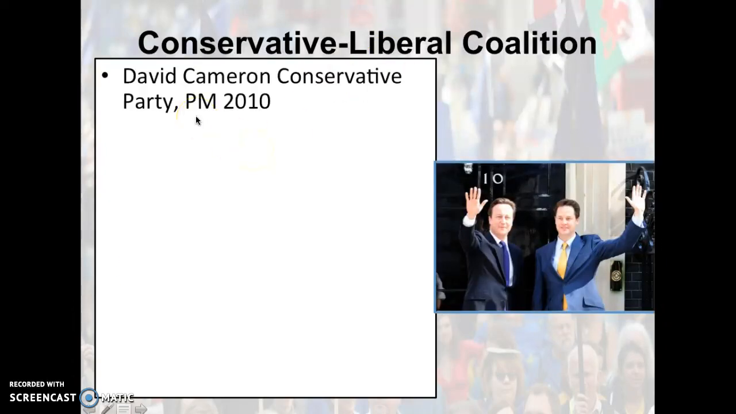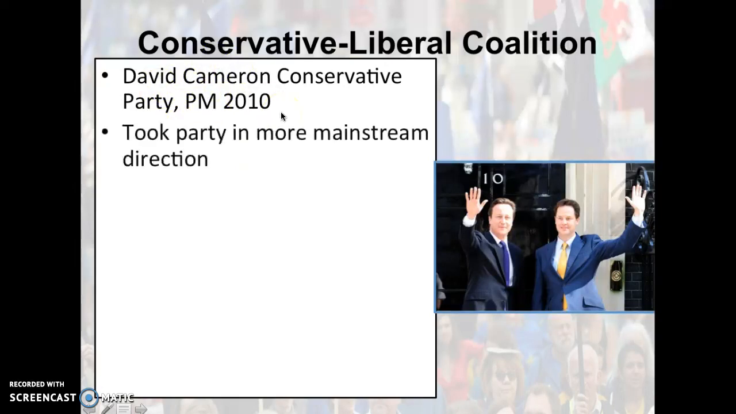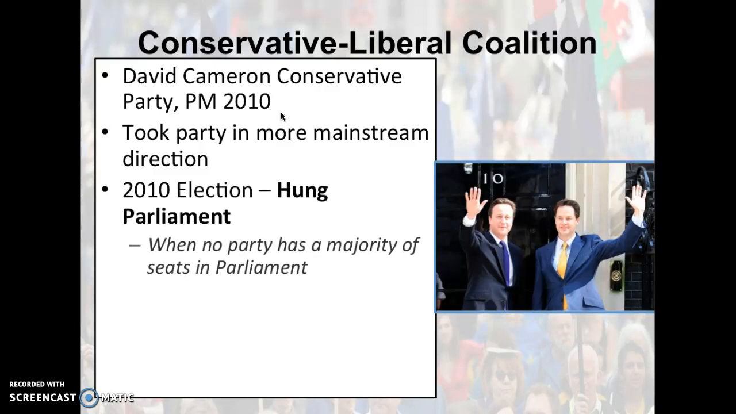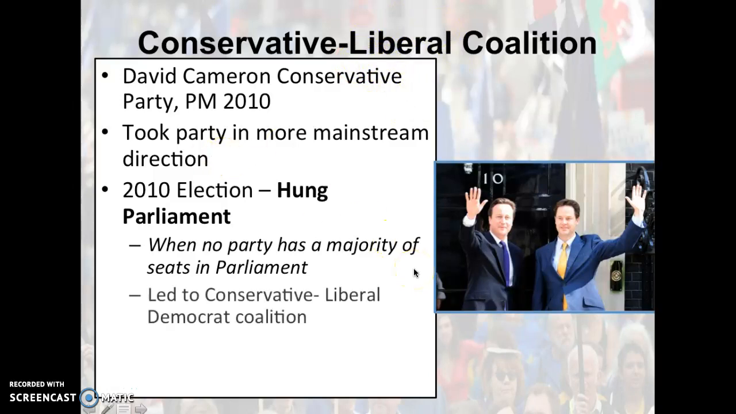So David Cameron, the Conservative Party Prime Minister, begins his reign in 2010. He took the Conservative Party in a more mainstream direction, meaning not so much of that Thatcherism. So he did have a hung parliament, which means he didn't have a majority, and he had to find a different political party to form a coalition with. So remember, hung parliament is when no party has a majority of seats in the parliament.